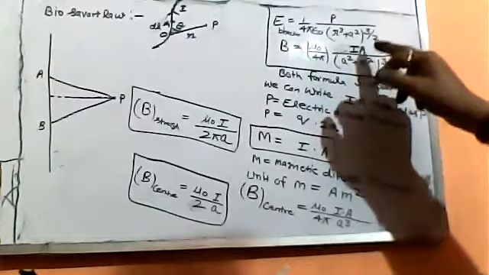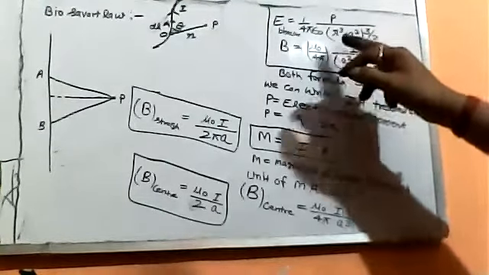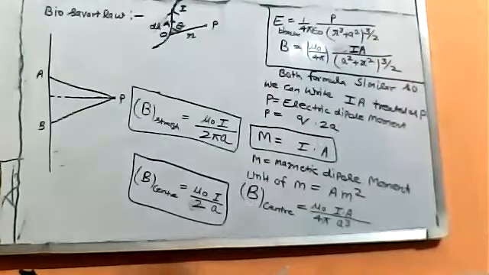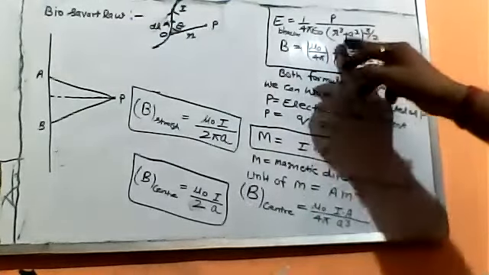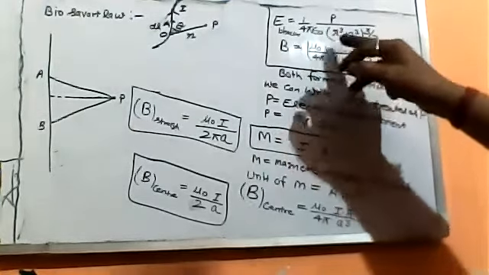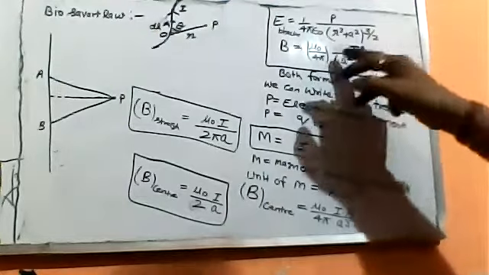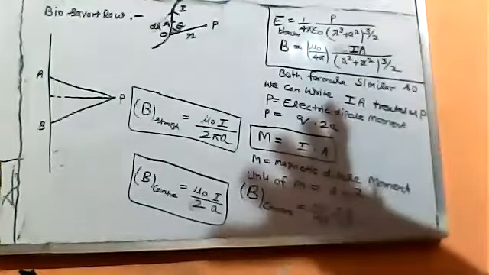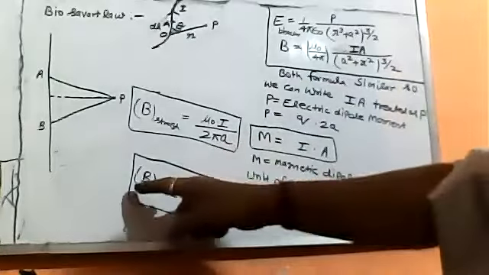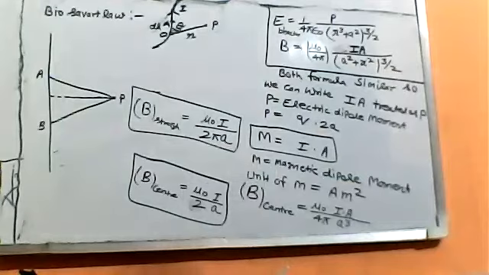Here I think 2 appears in the formula, and that 2 gets cancelled with 4 pi. So in the denominator you will get only 2: mu naught by 2, I and area pi A square. So A square gets cancelled, only A remains. So this formula at the center is mu naught I upon 2A. That is what I want to tell. Clear?